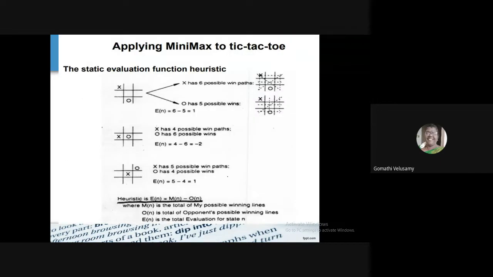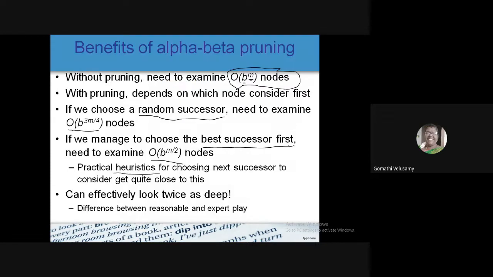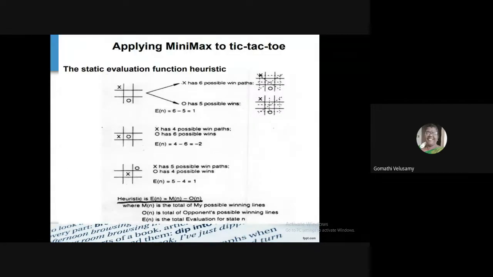So let us try to apply min max with alpha beta pruning to a popularly known problem called tic tac toe. As they told, they are going to apply practical heuristics for choosing the next successor. Here also, I'm going to elaborate that with the help of a basic example. First, let us understand what it is doing. Everyone knows the tic-tac-toe game. There is a player X and a player O. There are 9 positions on the board: 1, 2, 3, 4, 5, 6, 7, 8, 9. The players alternately place their coin in the shape of either X or O.